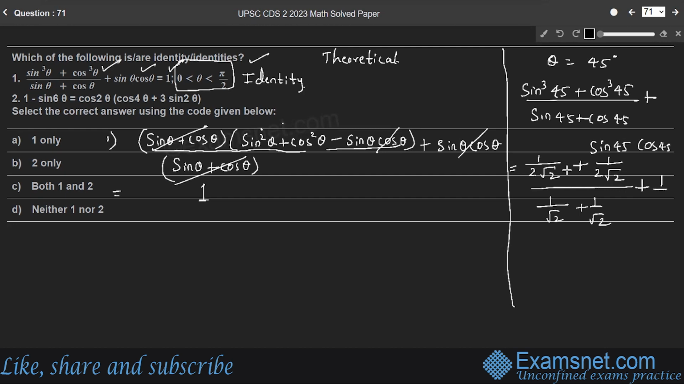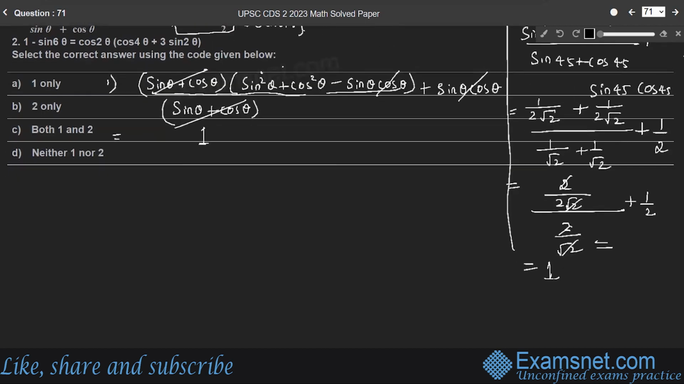1 by root 2 into 1 by root 2 is 1 by 2. Right, therefore, in the numerator, 2 root 2 is the LCM and the numerator is 2 divided by, so 1 by root 2 plus 1 by root 2, so 2 by root 2, and plus 1 by 2, right? So root 2 and root 2 will get cancelled. Now 2 and 2 will get cancelled. 1 by 2 plus 1 by 2 we have, which is equal to 1.